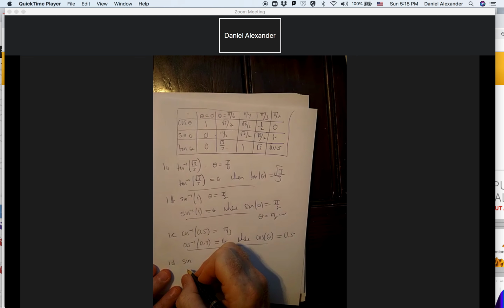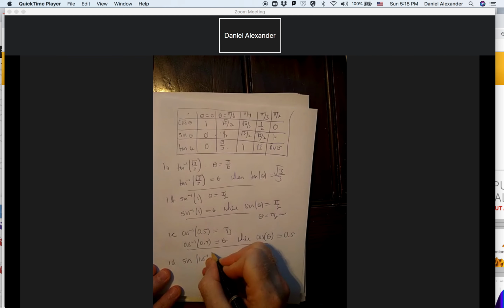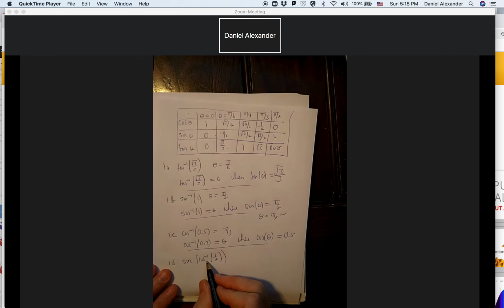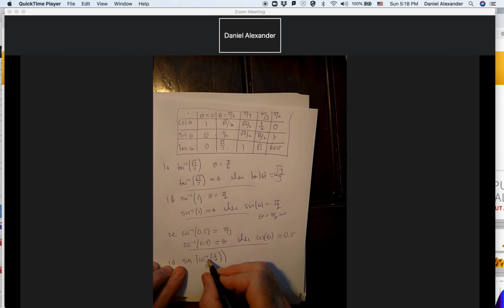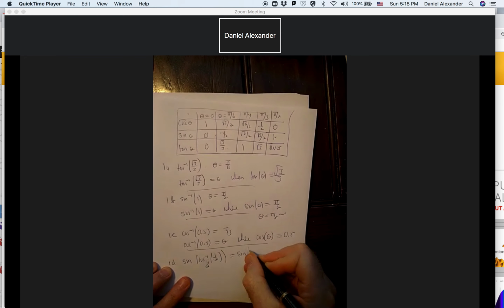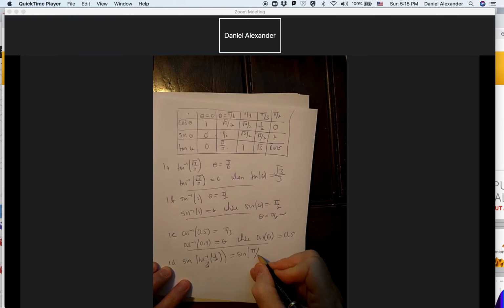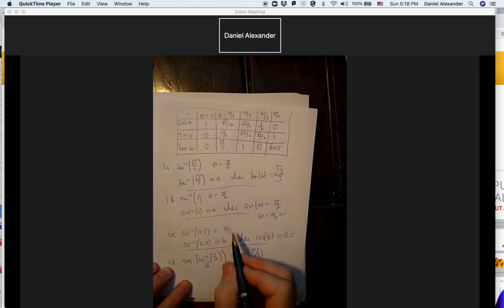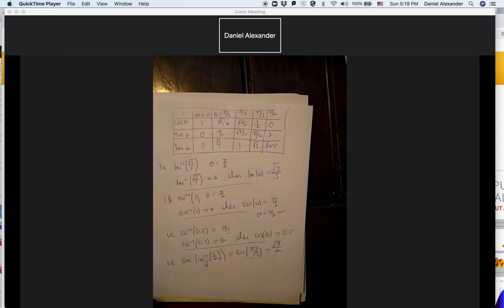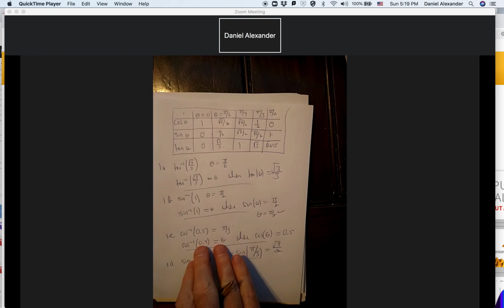Here we have one that's mixed: the sine of the cosine inverse of 1/2. Think about this: the cosine inverse is going to give me back an angle, and the sine of that angle is going to work. Cosine inverse of 1/2 is pi over 3, so I just plug in pi over 3 for that. Then I look at my table and see that the sine of pi over 3 is square root of 3 over 2.